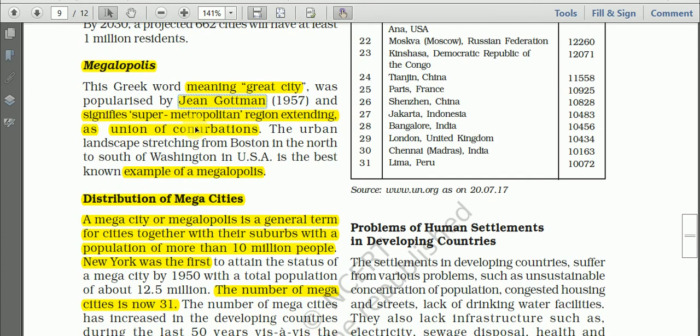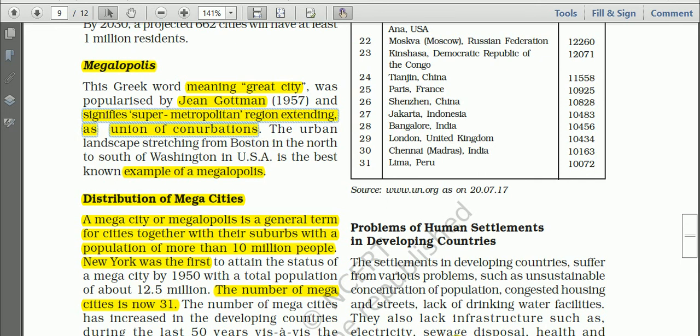Megapolis signifies a super metropolitan region extending as a union of conurbations. That means megapolis are formed by combining at least 2 conurbations. Megapolis are urban centers, or super metropolitan regions, formed by combining these conurbations.